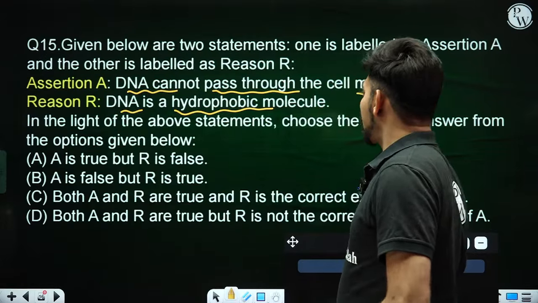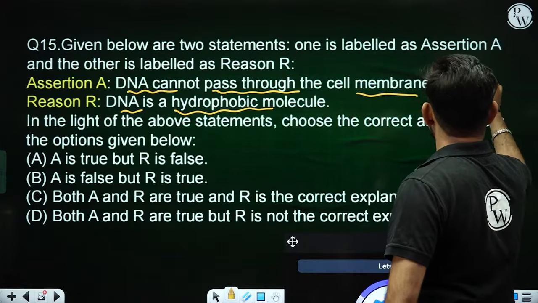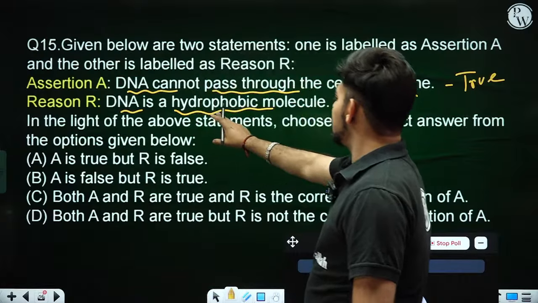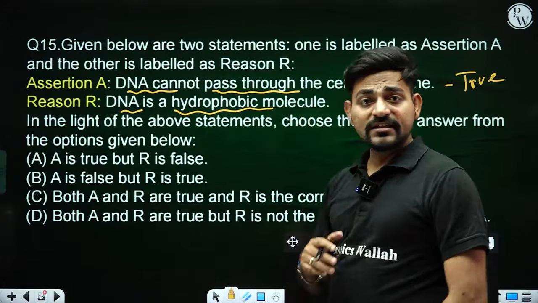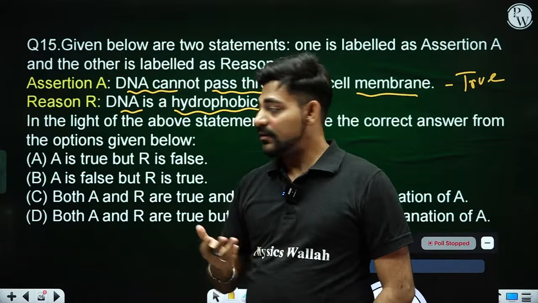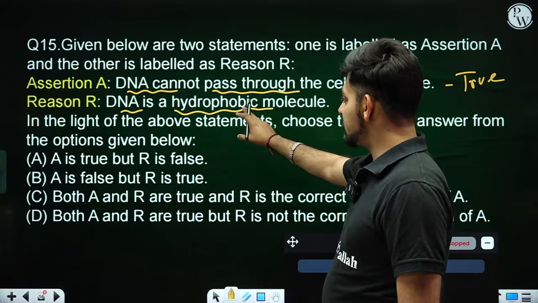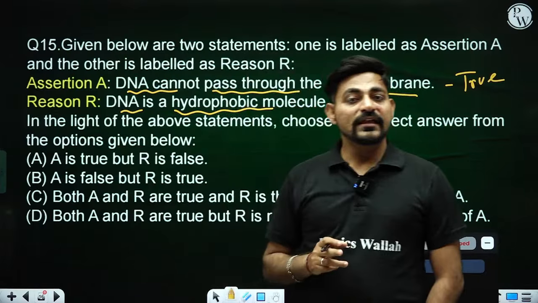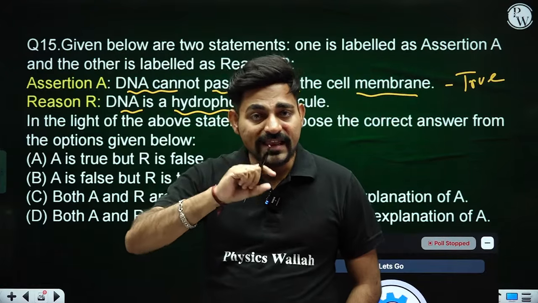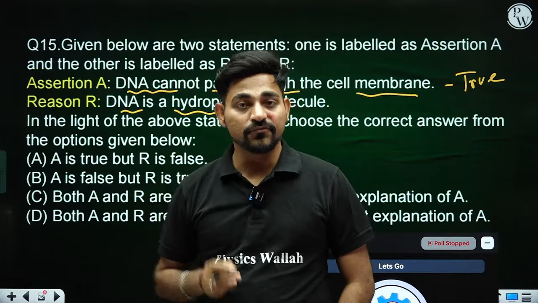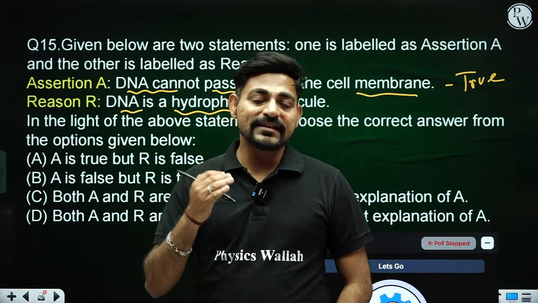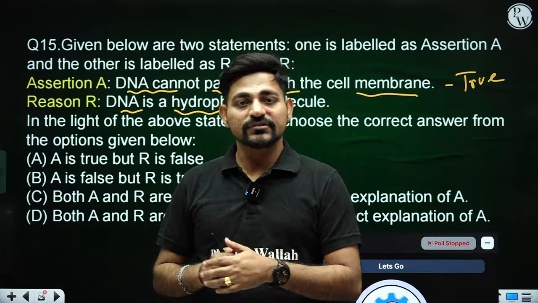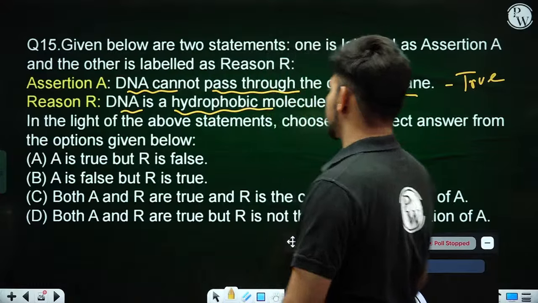Okay, so DNA cannot pass through the cell membrane. That is exactly a true fact in normal conditions, obviously. Reason: DNA is a hydrophobic molecule. No, DNA is a hydrophilic molecule. The cell membrane is hydrophobic. DNA is negatively charged, and the cell membrane is also negatively charged, so they will be repelling each other.